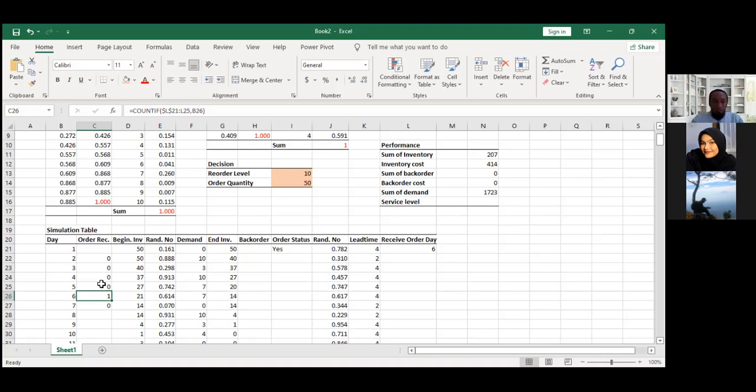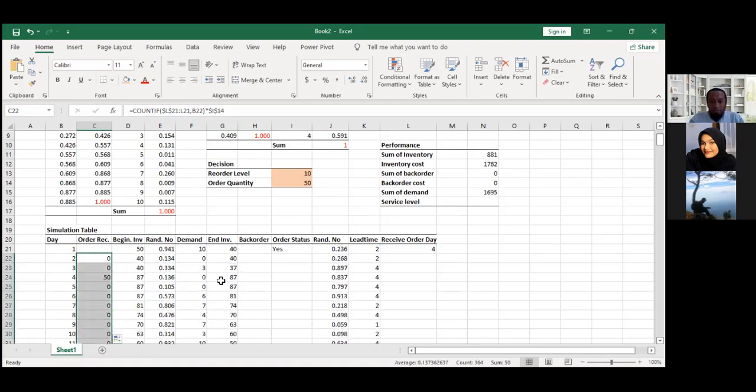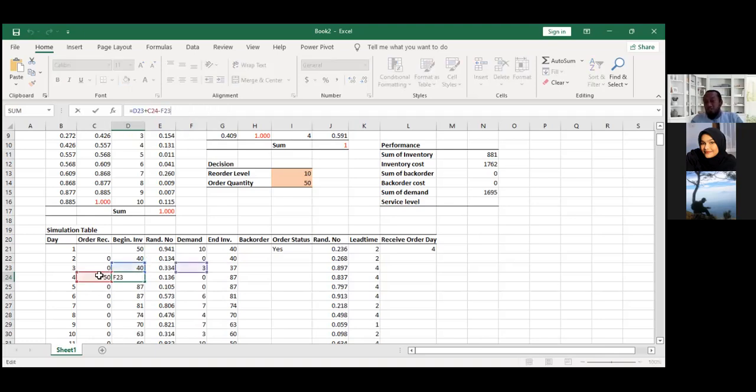So here we need to multiply with the order quantity. Then you can copy down. Copy down again. Oh, sorry, I forgot to lock it. The order quantity must be locked like that. Then we copy down. See, it's nice. Receive order day is at day 4, so at day 4 we will receive 50. It will be the beginning inventory, because in the beginning inventory we already consider the order received.